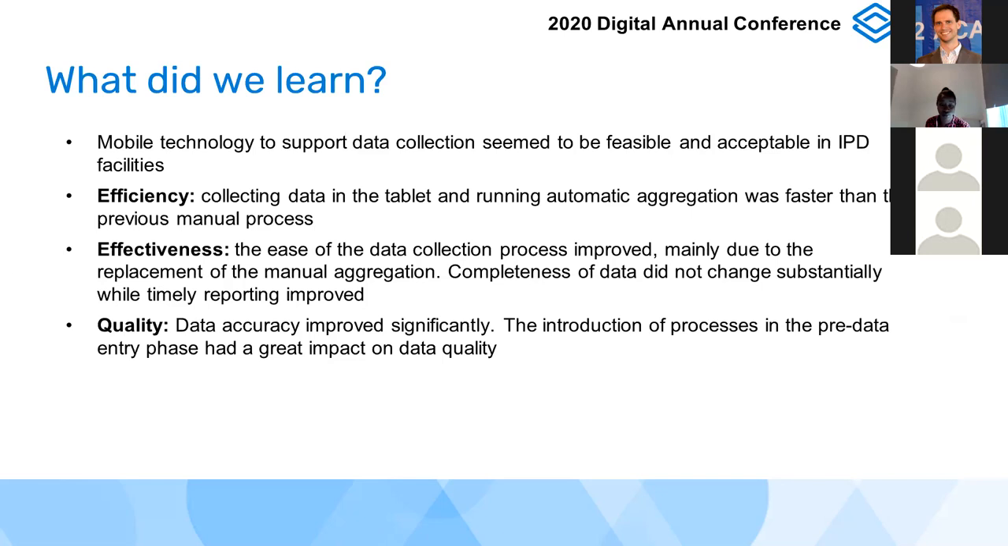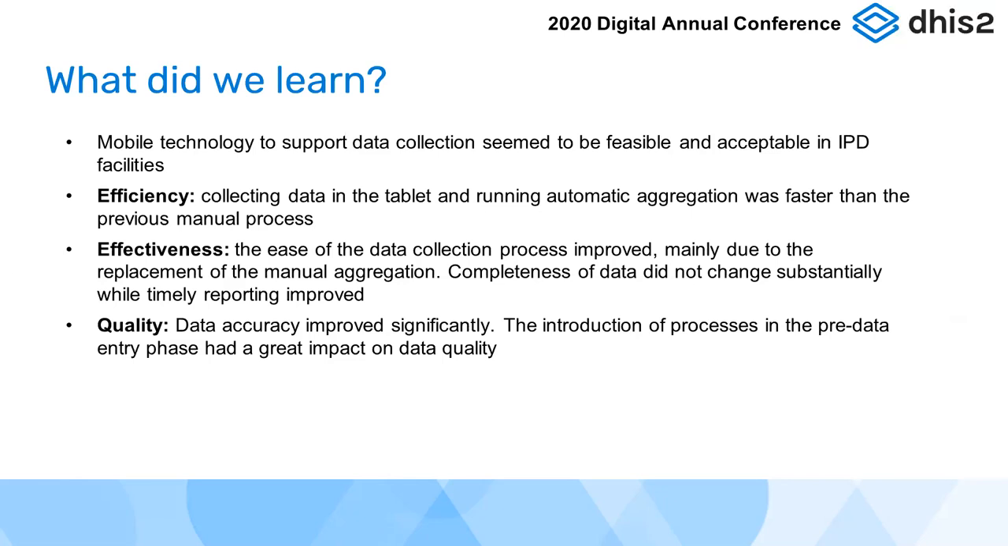What did we learn about efficiency? Collecting data in the tablet and running automatic aggregation was faster than the previous manual process. Regarding effectiveness, the ease of the data collection process improved, mainly due to the replacement of the manual aggregation. The completeness of the data did not change substantially, even though all the users had the feeling that the data was more complete, but this did not show in the evaluation. But the timely reporting really improved. And finally, regarding quality, data accuracy improved significantly.